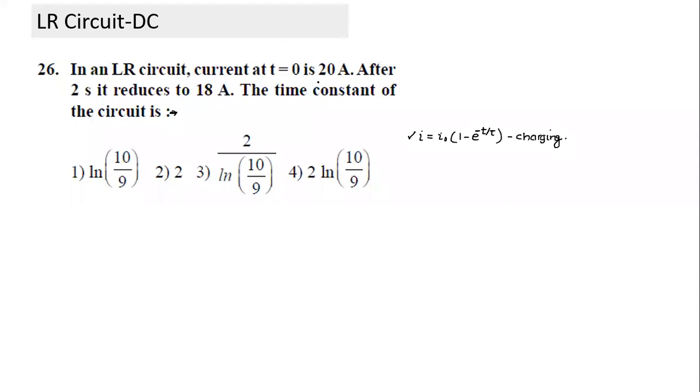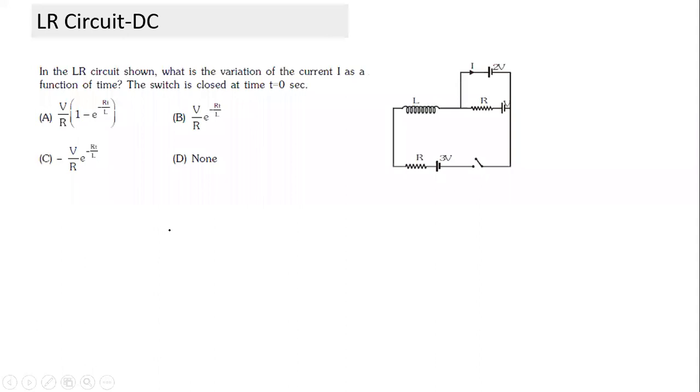Very good. The moment the current at t equal to 0 is 20, that becomes my I naught. This is a discharging circuit. The moment I notice the current is decreasing, it is a discharging state, and then I use the discharging formula: I as a function of time is equal to the initial current times e raised to the power minus t by tau. With simple substitution I get my answer. After 2 seconds it reduces to 18, so this also is simple. The only thing to notice is when it is charging and when it is discharging.